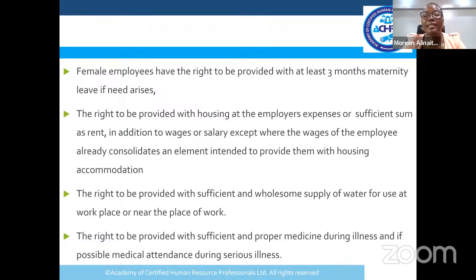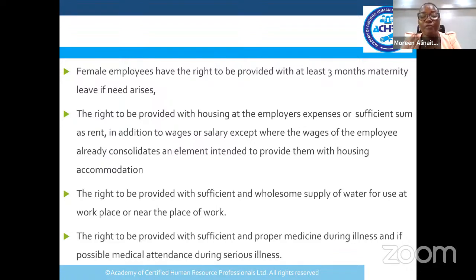The right to be provided with housing at the employer's expense or sufficient as rent, in addition to wages or salary, except where the wages of the employee already consolidates an element intended to provide them with housing and accommodation. You know where they say consolidated salary, consolidated wages, where they say your salary includes housing allowance. They are entitled to housing. Those days it was very easy. Many companies used to build houses for their managers and their staff. These days, even in hotel, getting staff quarters, we used to have staff quarters. Even governments used to give staff quarters to their employees. These days, even doctors being given staff quarters is becoming a problem. I don't know if we have very many or something, I don't know.